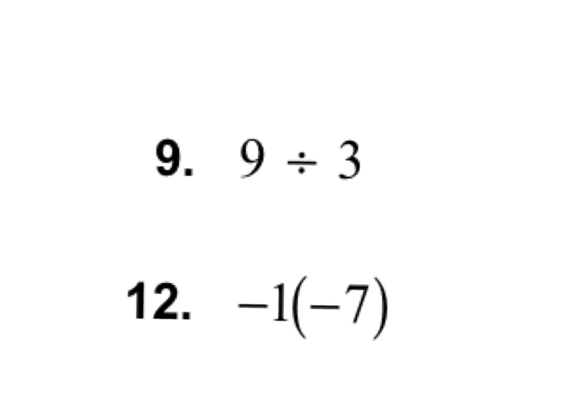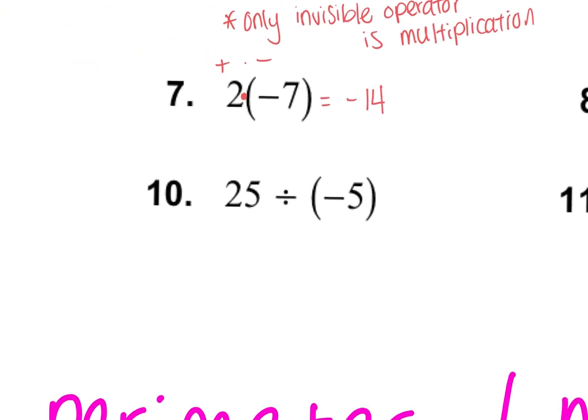We've got 9 divided by 3. That's just a standard problem. They're both positive. We have the same sign, so our answer is going to be 3, which is positive, okay? Now, division just means how many times can that number go into the original number. So 9 divided by 3: 3 plus 3 plus 3 gives me 9, so that was 3 times, okay?